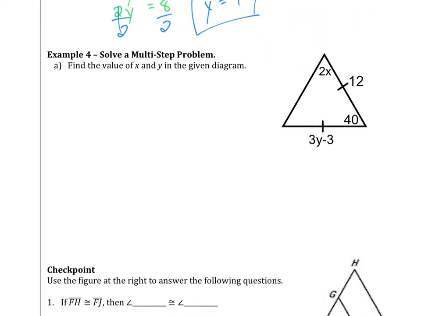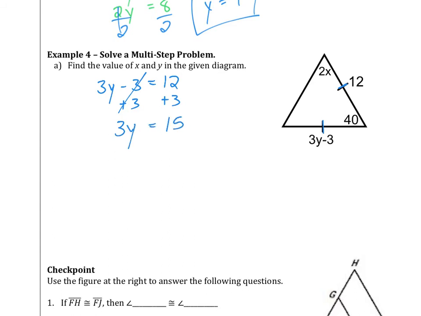Okay, example 4. Find the value of X and Y in the given figure. All right, so if we look at this, they tell us that those 2 sides are congruent. So let's start with finding Y. We know that those 2 sides are equal, so we know that 3y minus 3 is equal to 12. So we solve this. We would add 3 to get 3y equals 15. And then we divide by 3. Y equals 5. All right? So we get y equals 5.